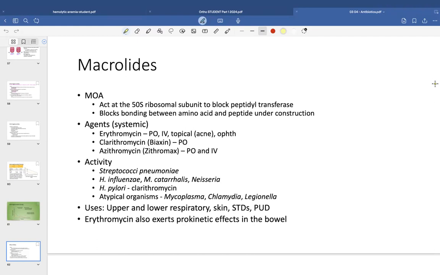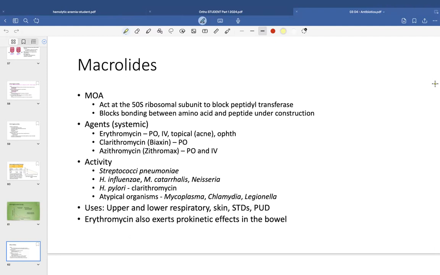These also are fairly broad. They cover gram-positives. Here is where we really begin to reliably see some good coverage against atypicals. That's your mycoplasma, chlamydia, and legionella. So that's an important thing.